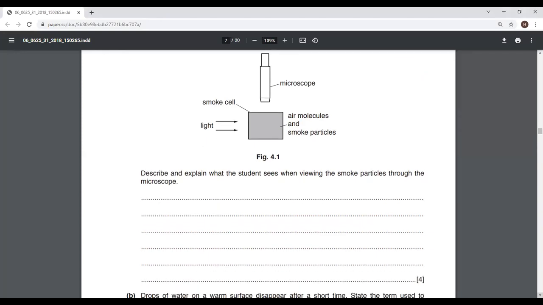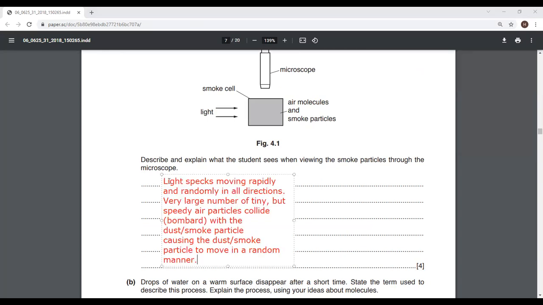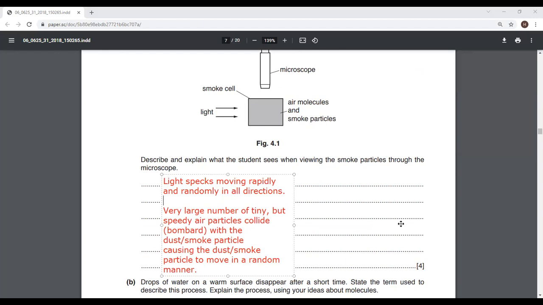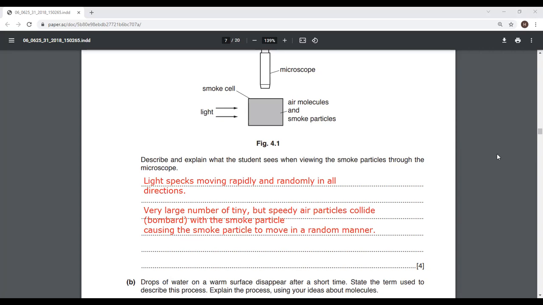Okay, so he already asked to describe and explain what the student will see when viewing the smoke particle through the microscope. So what we should say at this point is that he will see, first of all, the description. The description: he will see light specks moving rapidly and randomly in all directions. That's the description of what you will see under the microscope. Your explanation will be that the very large number of tiny but speedy air particles collide or bump with the dust or smoke particles. So here it's smoke particles, causing the smoke particles to move in a random manner. That's all for the 4 marks.